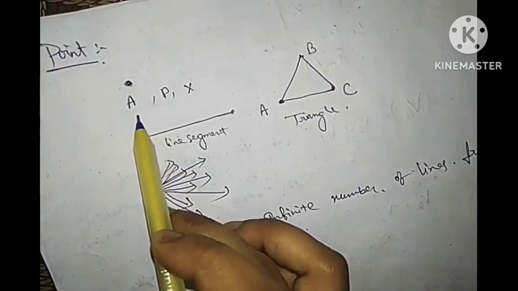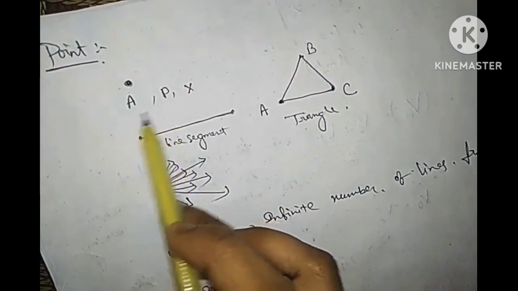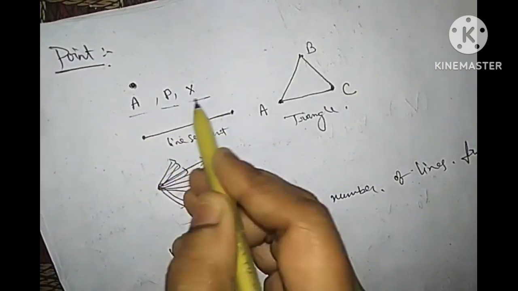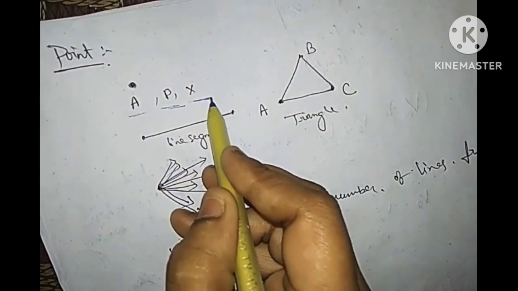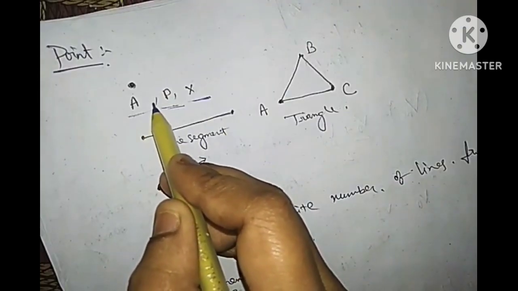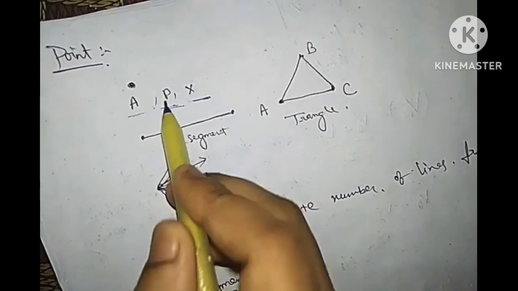And that point should be represented by a capital letter, whether it is A, whether it is B, whatever it may be. It is our wish to represent it with an alphabet, which is to be in a capital letter.